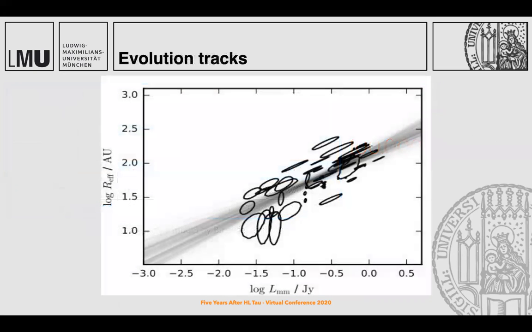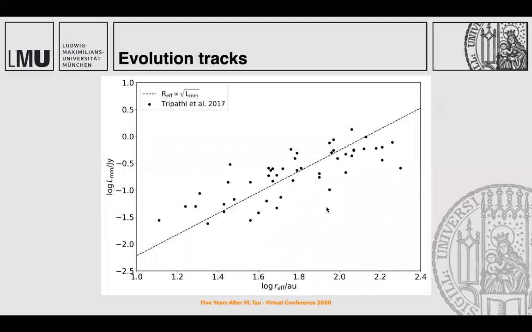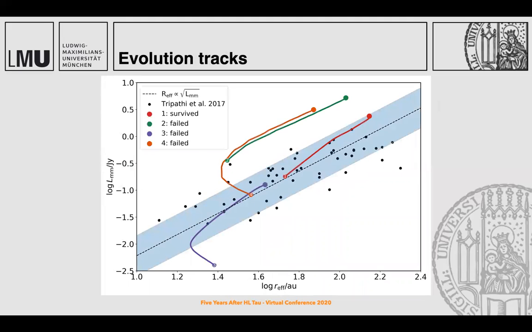The next step was to define what is considered a simulation that stays on the size-luminosity relation. So we took the plot from Tripathi 2017 and we overplotted the data. Then we took the disks that lie 1 sigma above and 1 sigma below the size-luminosity relation according to the data from Tripathi. Here we see what an evolution track is, and it's the path that the simulation follows on the size-luminosity relation in its chosen time span.